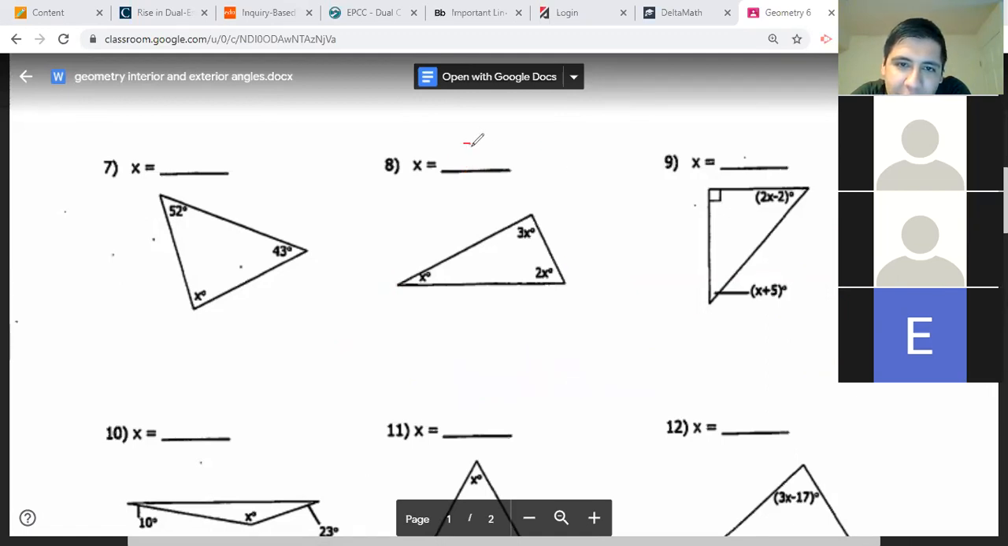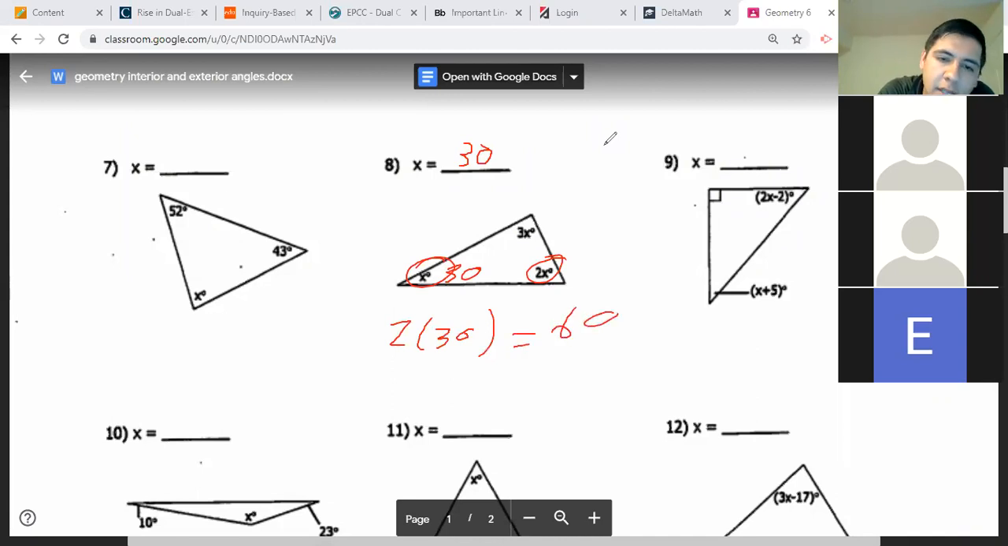Okay. So we found what x is, but that doesn't necessarily mean that's what the angles measure, right? For example, here, if x is 30, that means that angle is 30 degrees. But with the other ones, that's 2x, so we would have to multiply 2 times 30, which is 60. And 3 times 30, which is 90. So our angles are actually 30, 60, and 90.